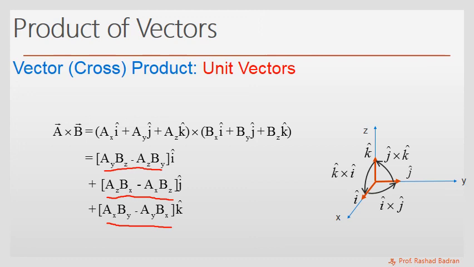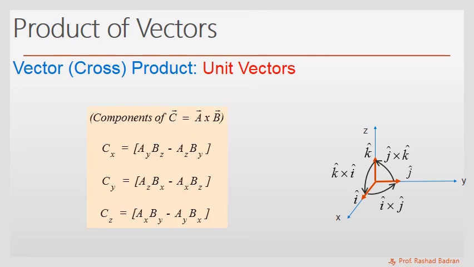Calling the cross product C, this means we have three components for C: Cx, which is equal to the coefficient of i hat, and Cy, which is equal to the coefficient of j hat, and then the z component, Cz, which is the coefficient of k hat.